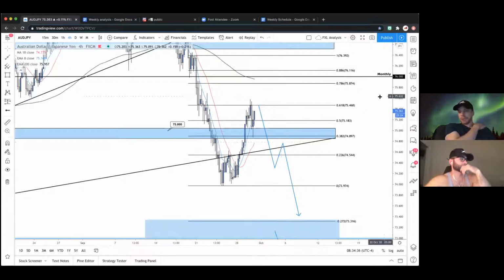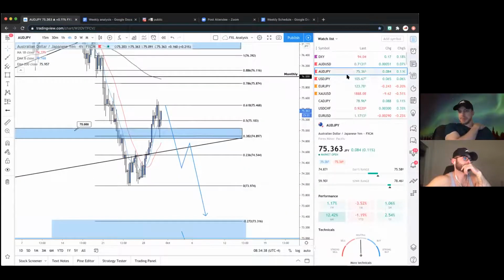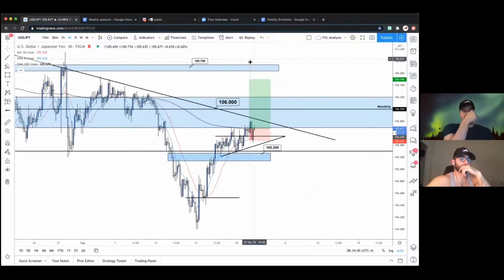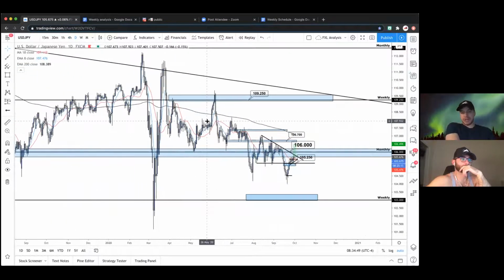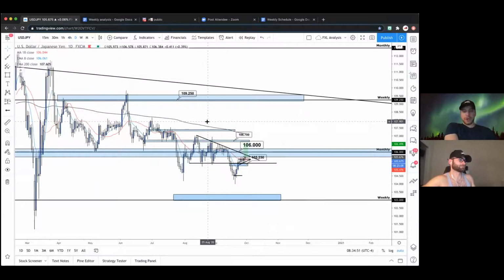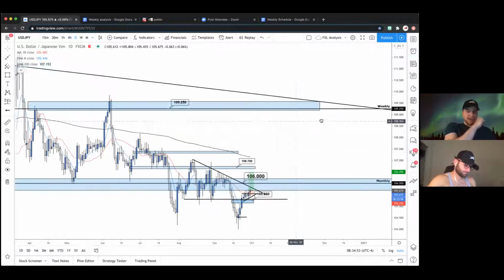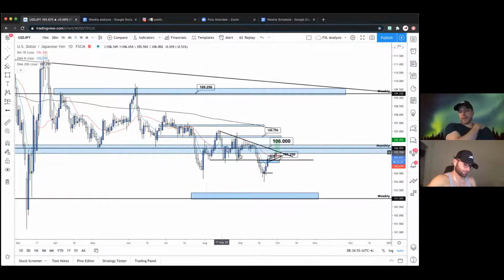All right, cool. Let's move on to UJ here. UJ is looking really good too. Again, super influenced by DXY. Let's go to the daily time frame. This is just bearish across the board. It's pretty easy to see. Don't really have to go back too far. However, we are in this descending triangle pattern right at our monthly zone at 106. So this is very interesting.